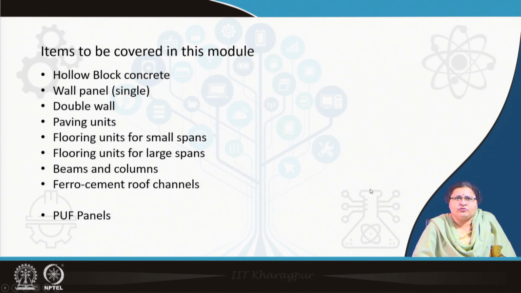So, what are we going to cover in this particular module? From the next module onwards, we will try to cover hollow block concrete, wall panels, one single thickness, one double thickness, paving units, flooring units for small span, flooring units for large span, beams, columns and foundation, ferrocement roofing channels, and also we will touch upon polyurethane foam panels, which are not made of concrete.